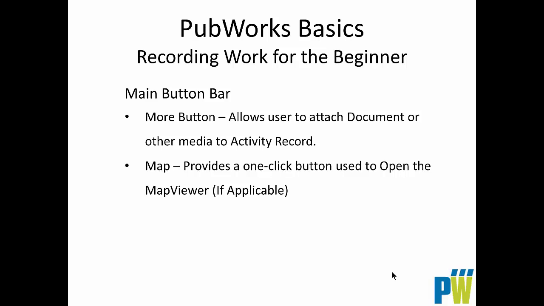Now the Map button provides a one-click option used to open the map viewer. If you don't have the map viewer, it'll just close the application on you. So don't be frightened. If you click on it and it doesn't work, don't worry about it. Just log back into PubWorks and go about your business. The map viewer is usually only installed on a few client machines, and management usually determines who has that. So if you need the map viewer, let management know. They'll get in touch with us and we'll get it set up for you.